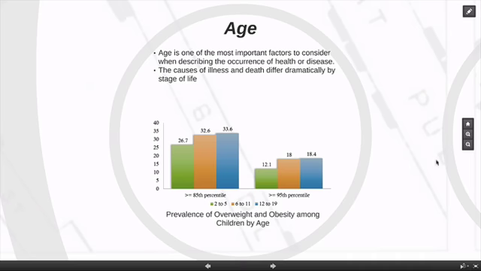So we have two categories for children. Children who are above the 85th percentile are considered overweight, and then above the 95th are considered obese.